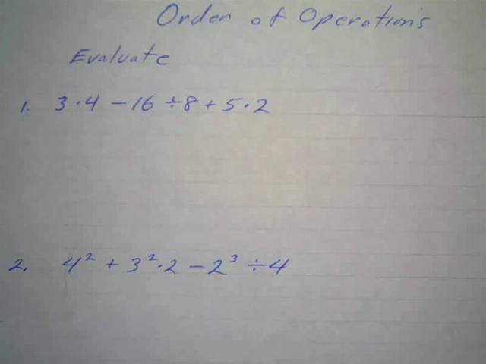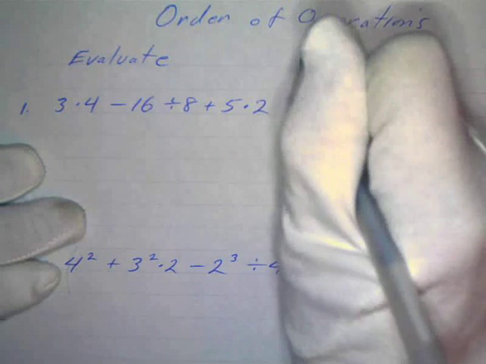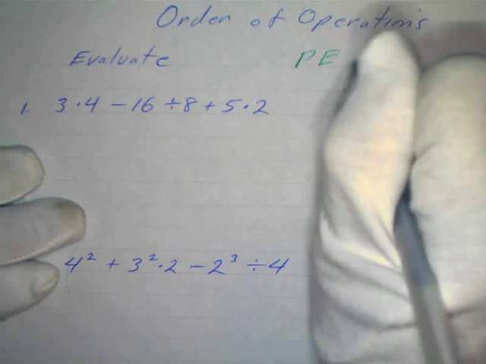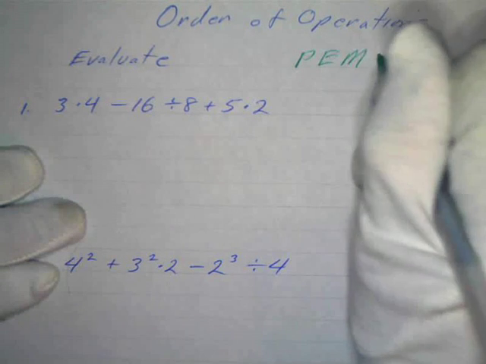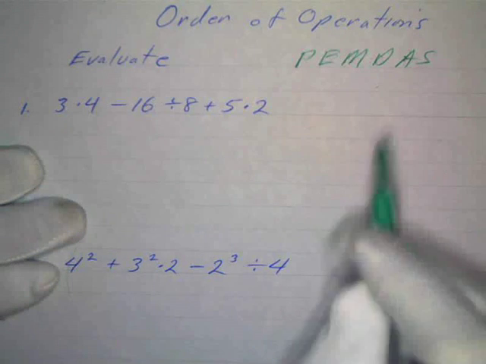Okay, here's some practice problems for order of operations, and these are evaluating, and we're starting out with some numerical expressions, and you just have to simplify. Remember when we simplify, we use our good old favorite word PEMDAS, and that gives us our order of operations. P, E, M, D, A, S.